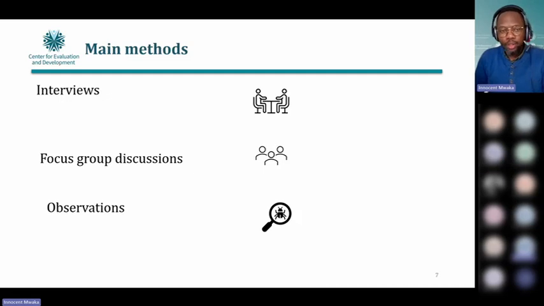Okay, now I wanted to just introduce briefly the main methods that we use in qualitative interview and in qualitative data collection. So these are mainly three. We carry out interviews, we carry out focus group discussions, and we carry out observations. So I will just explain a little bit more on this.